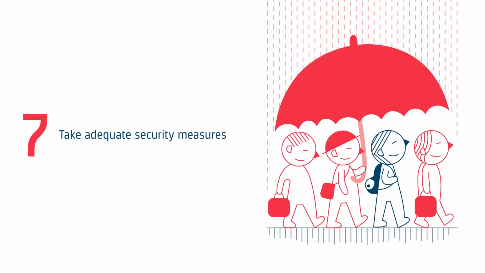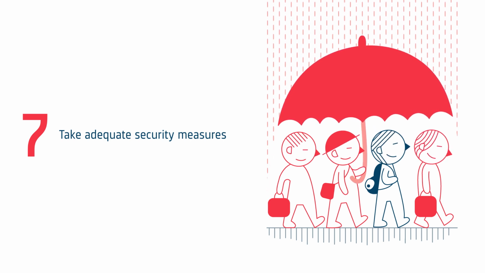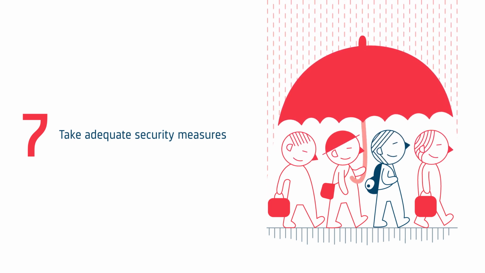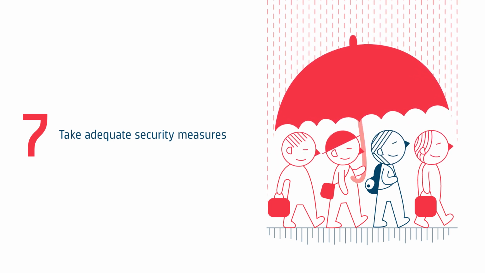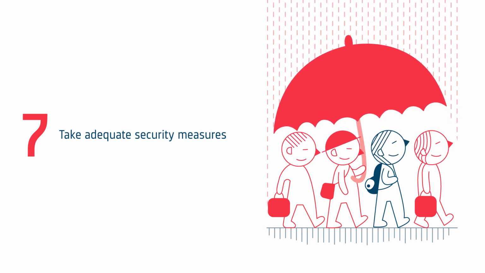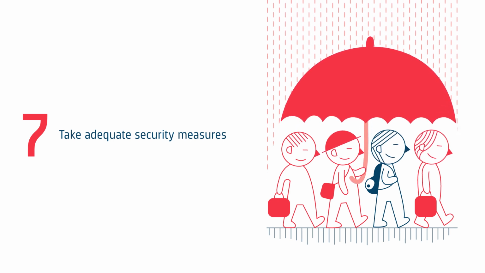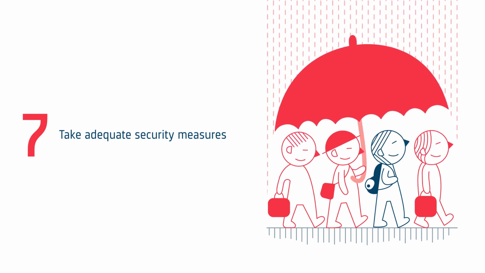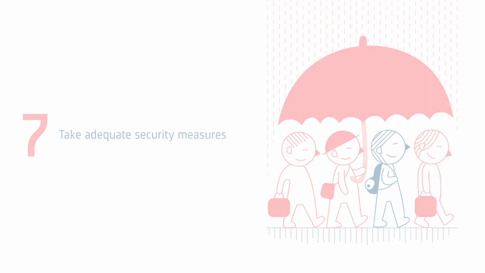Number 7. Take adequate security measures. A conflict-sensitive approach is also relevant for the security of all the persons involved in your research. Set up adequate personal safety and data security measures for researchers and participants. Ensure sensitive data management and anonymization of sources.